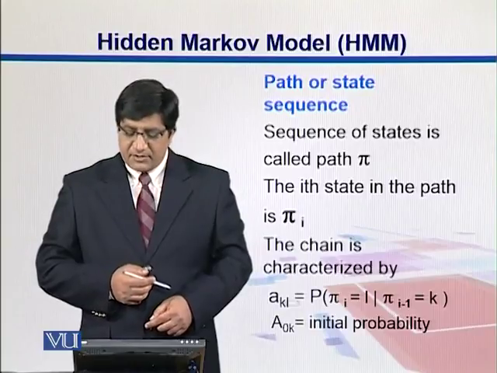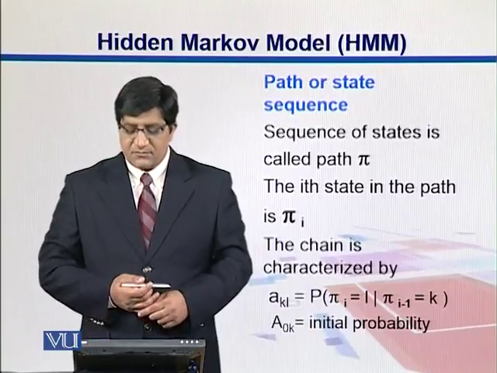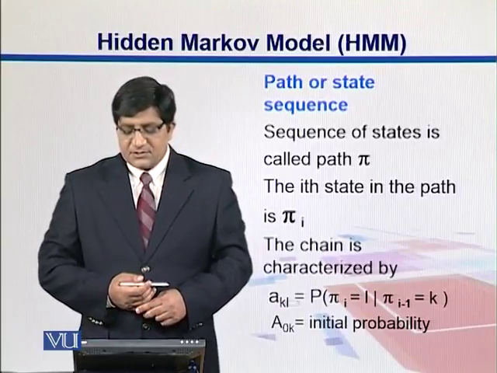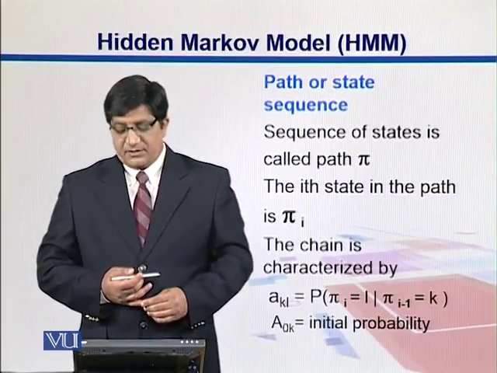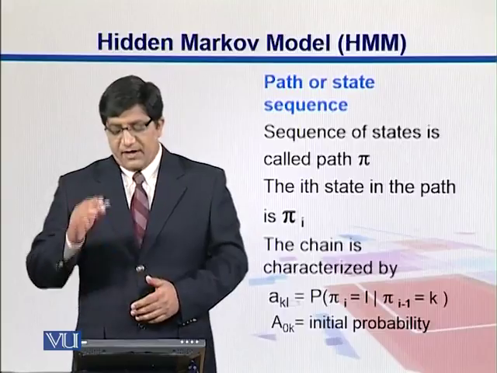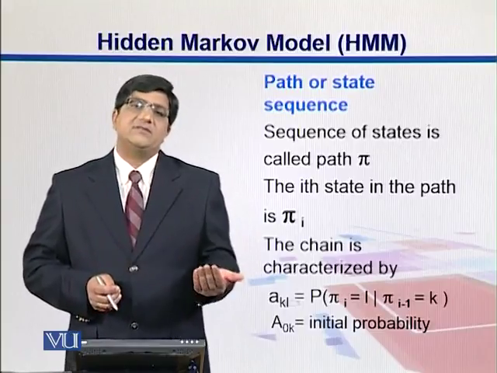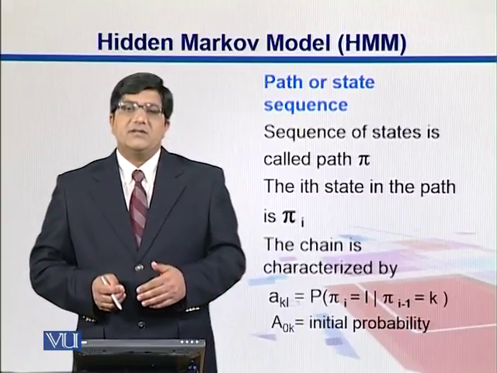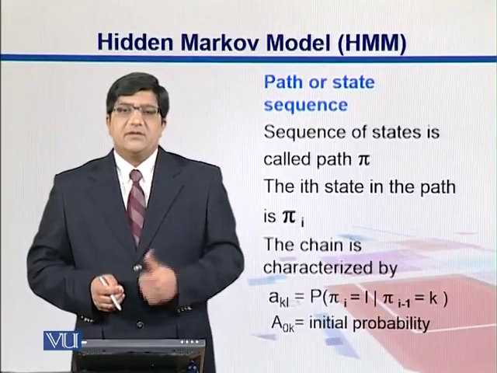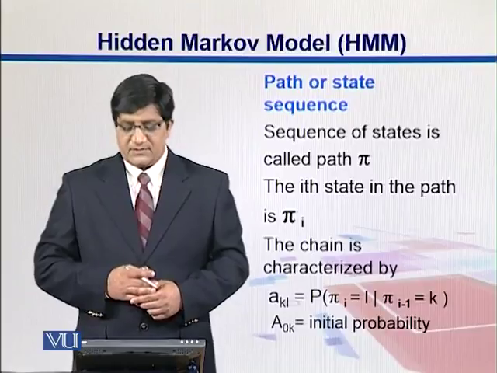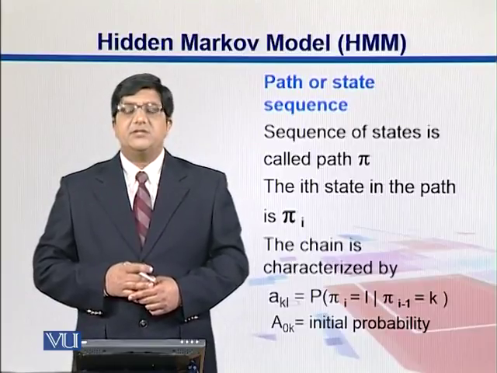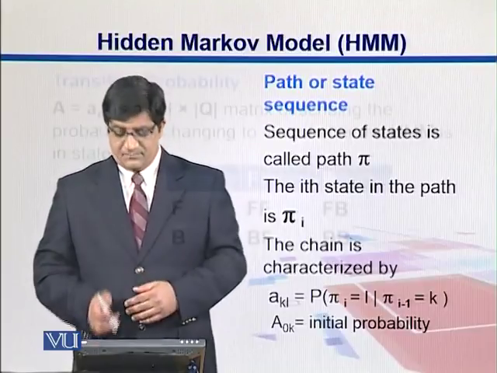The overall chain can be characterized by these transitions. We have a state transition moving from state k to l. That can be taken as the probability that pi_i is equal to l, while at the i minus 1 state, one step behind in the previous location, the state was k. Whereas a_0k represents the initial probability of starting with k.